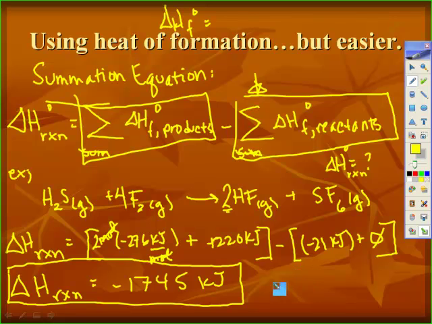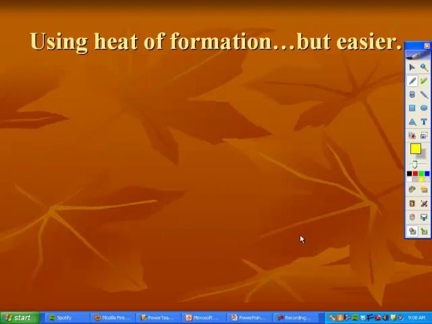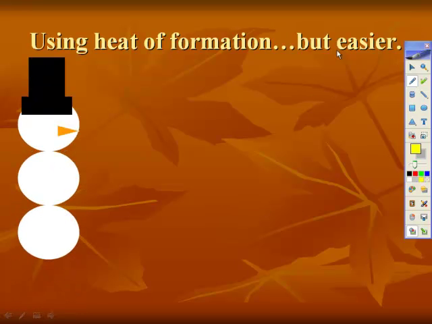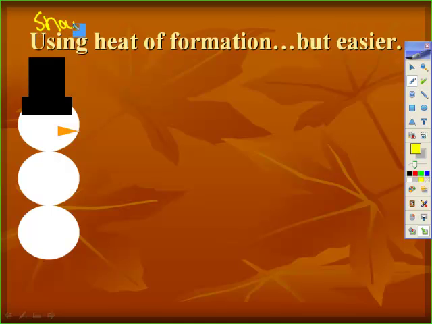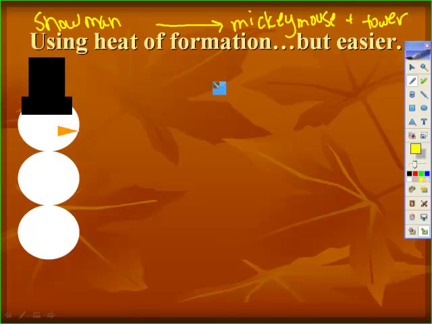Before you get too mad at me about how easy this is, and I should have just told you this at the beginning, I know you're either saying or thinking that. I want to just tell you where this comes from, because I feel like that's more important than just plugging the numbers in. So I have a silly little example for you: taking a snowman compound and breaking it into Mickey Mouse compound plus tower compound.